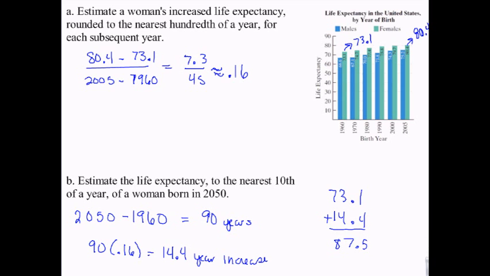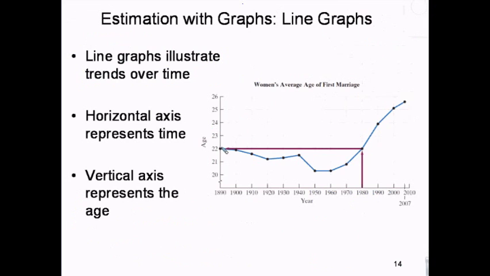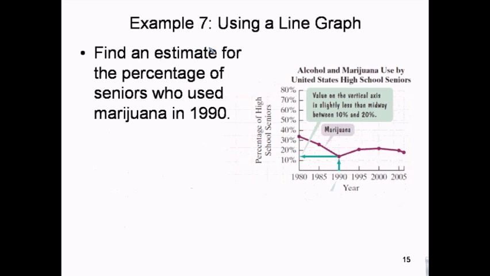Line graphs. Line graphs illustrate trends over time. So women's average age at first marriage, back in the 1800s, it was 22, and then it went down to like 20, and now it's much older. Okay. So we can use this to find the estimate of the percentage of seniors who used marijuana in 1990. You go up to 1990, and then you go across, and we're here between 10 and 20%.